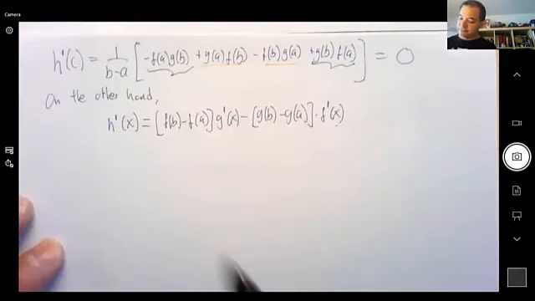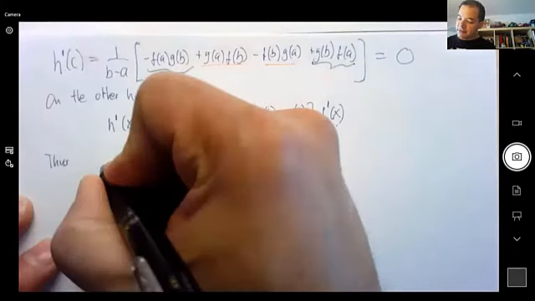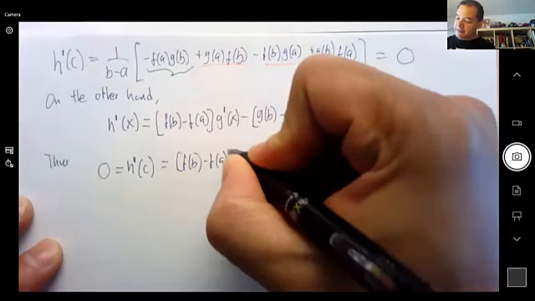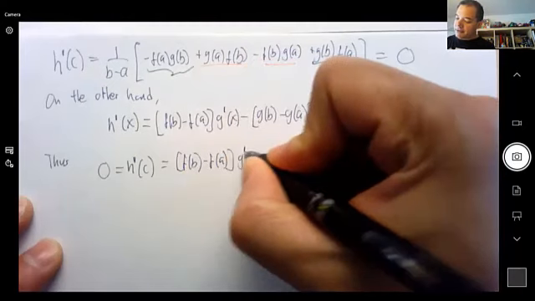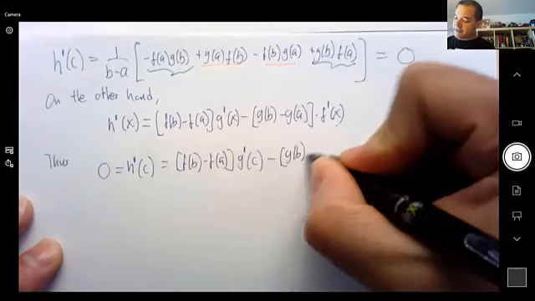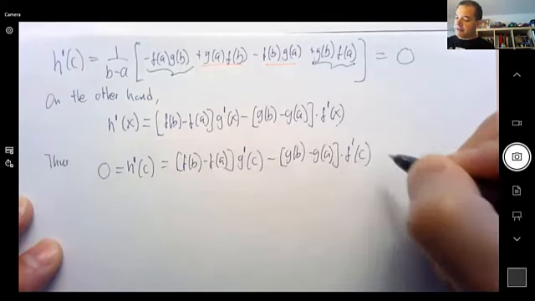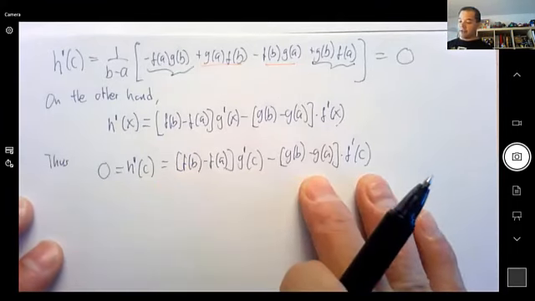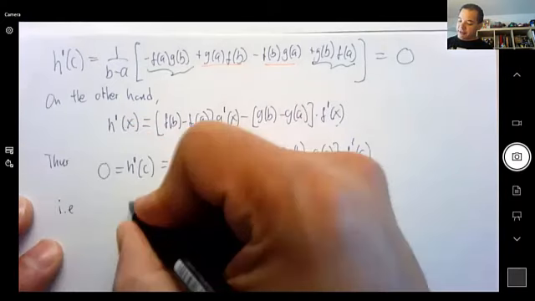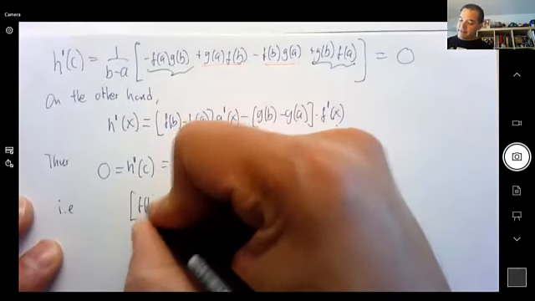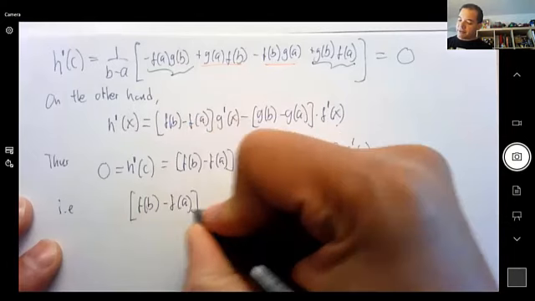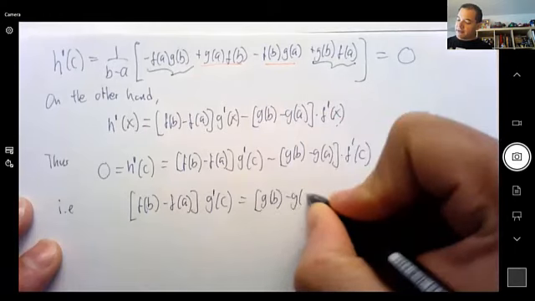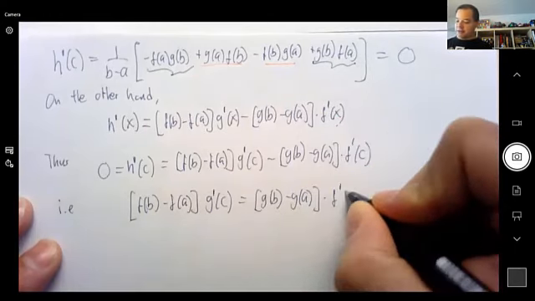So this is what we have. We have f of b minus f of a times g prime of c, minus g of b minus g of a times f prime of c, equal to zero, which means this equals that. And that was what we wanted in the first place, right? So I'll just write it here, i.e., f of b minus f of a times g prime of c equals g of b minus g of a times f prime of c. And that's it.